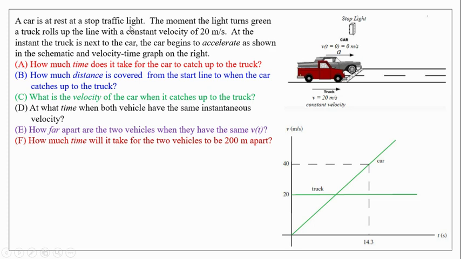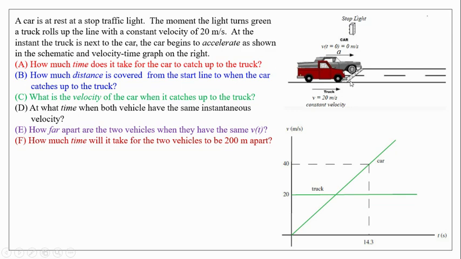Cars at rest at a traffic light. At the moment the light turns green, a truck rolls up the line with a constant velocity of 20 meters per second. So the truck is already moving, okay, while the car starts at rest. At the instant the truck is next to the car, the car begins to accelerate as shown in the schematic and the velocity time graph on the right.